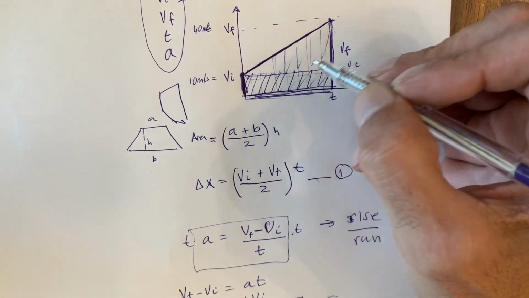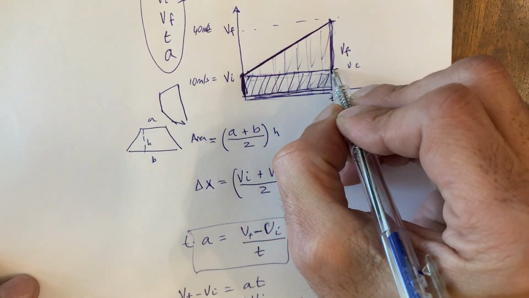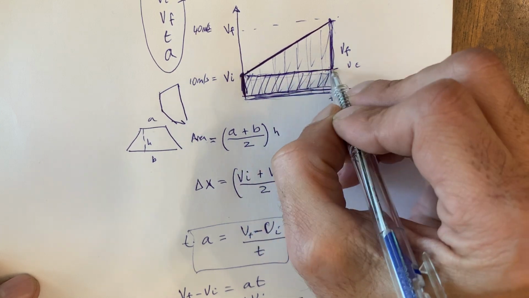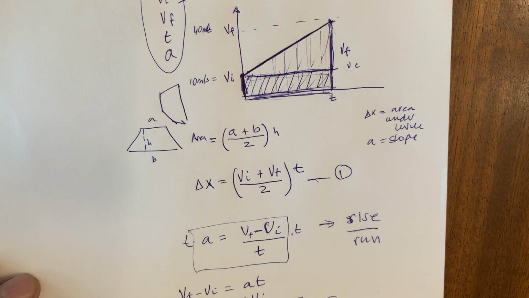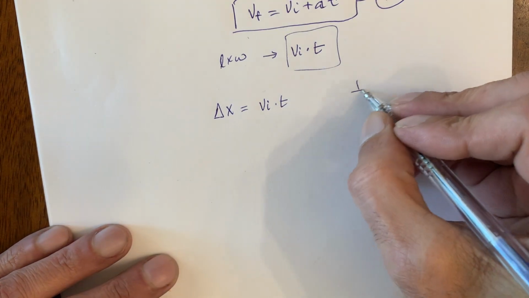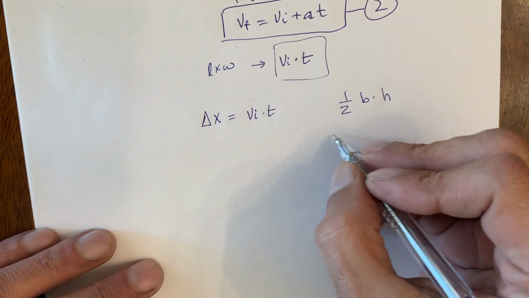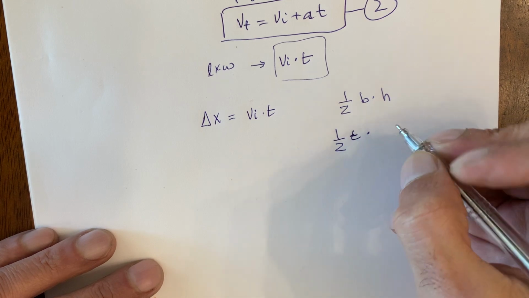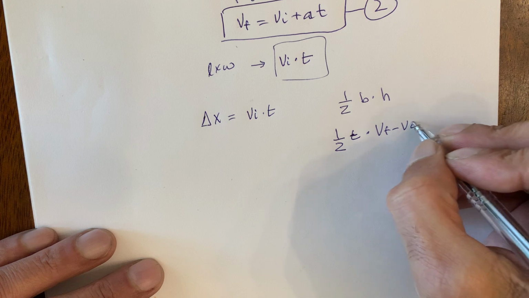Well, let's look at what we have here. This triangle has a base of T and a height of VF minus VI. So the area of this triangle would be half base times height. That's the area for a triangle. So it'd be half times T times H, which is VF minus VI.